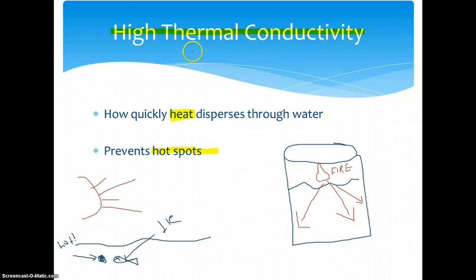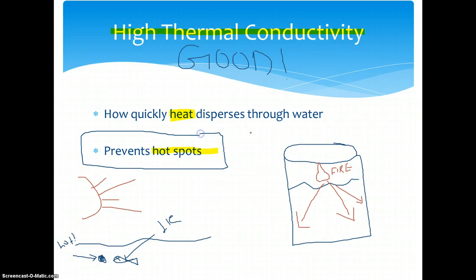So high thermal conductivity is extremely good for living organisms, and this is because most organisms are fully made of water, and this prevents them from having certain regions heat up and cause damage to the proteins within the organism. So high thermal conductivity is an excellent property of water which prevents hotspots, which is a very key term right there, prevents hotspots.